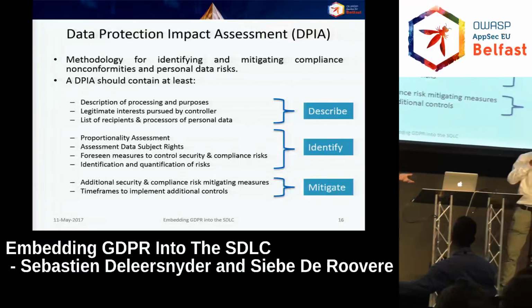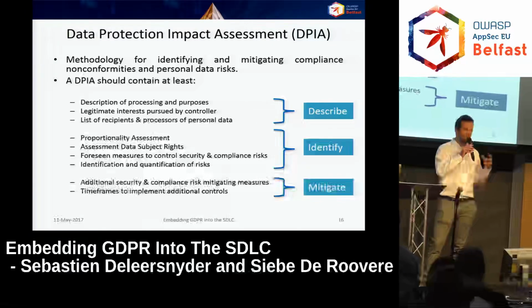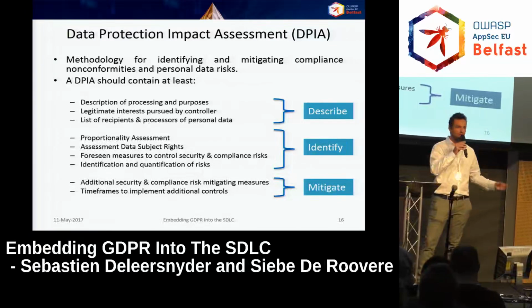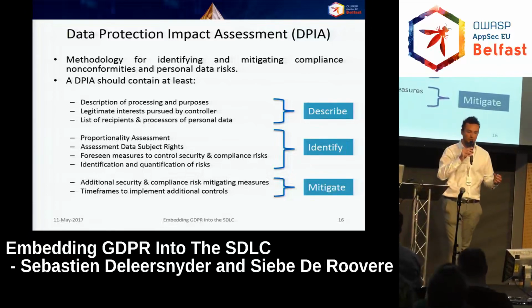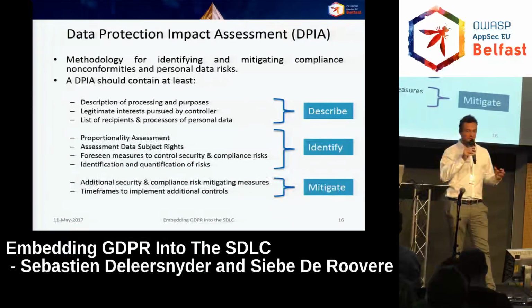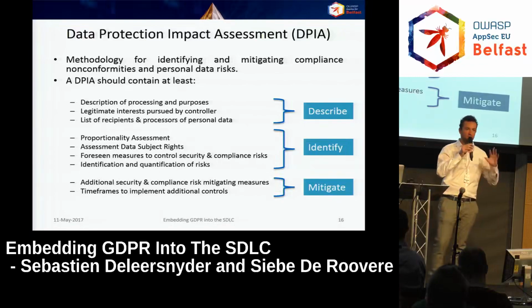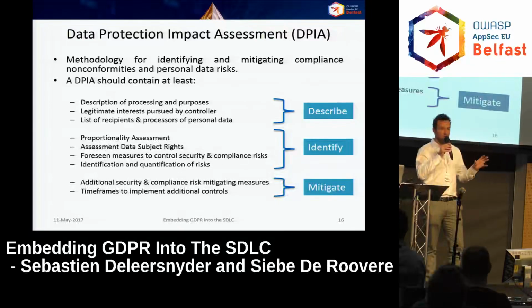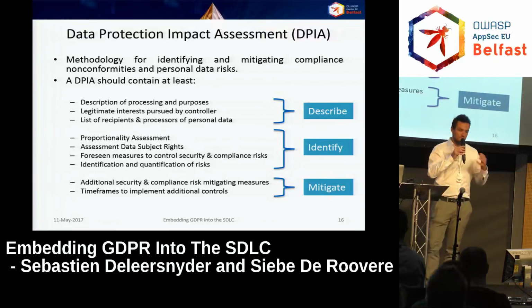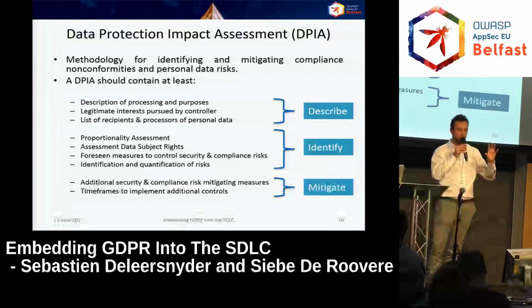As we see with most customers, they really have a hard time defining what a data protection impact assessment is or what it needs to be. The law defines it. It's a methodology for identifying and mitigating compliance non-conformities and personal data risks. So it means that a data protection impact assessment always has two different types of assessments that you do. It's based on the law and based on personal data security.